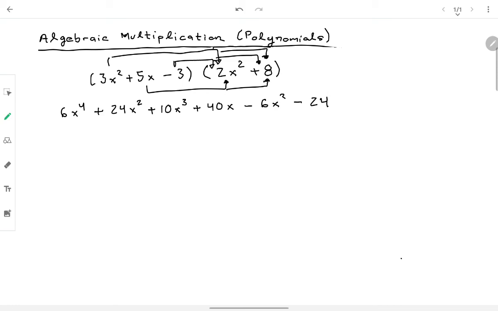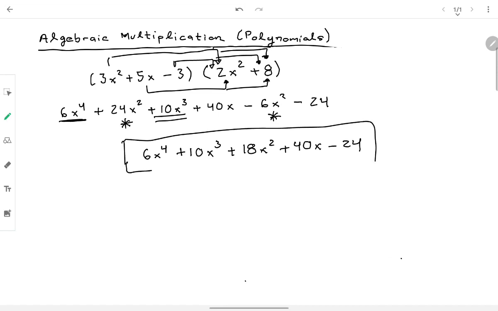Then we are going to use like term simplification and ordering. In this case, the bigger one is 6x to the fourth. So it will be 6x to the fourth. Next, we are going to look for x cubed plus 10x cubed. Then we are going to use x squared. So in this case, it's going to be plus 18x squared plus 40x minus 24. And this is going to be our final and ordered answer.